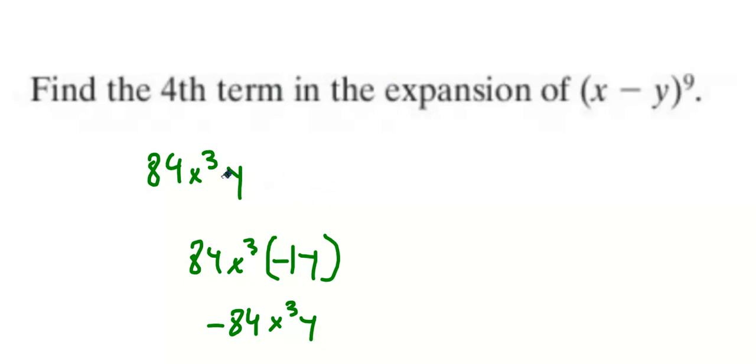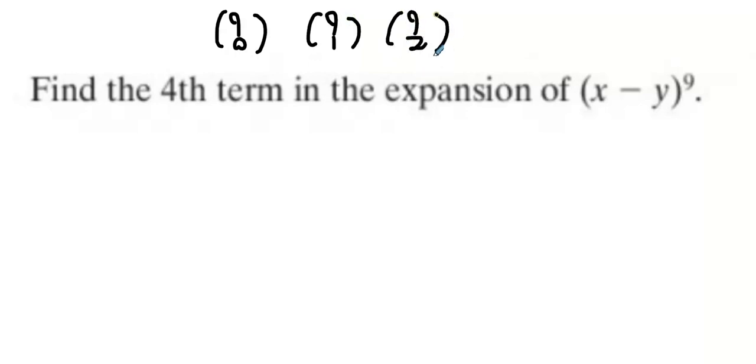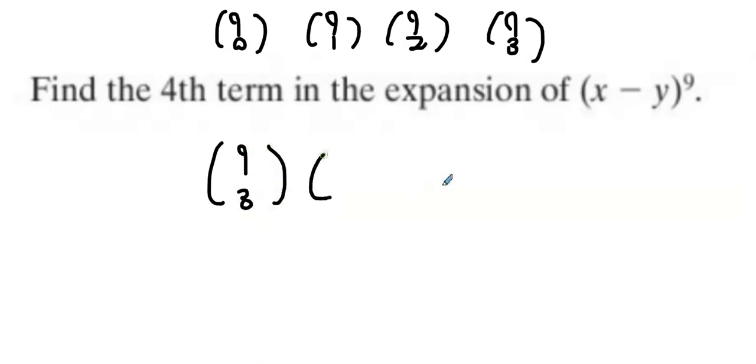Okay, now let's do this one. Fourth term in the expansion. What's the fourth term in the expansion again? 9c3, because 9c0 is number 1, 9c1 is number 2, number 3, number 4. Now, lads, the first bracket is the x. Take away the two numbers, what do you get? 6. Second number? 3.